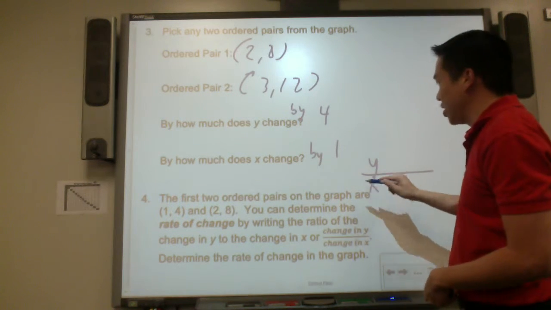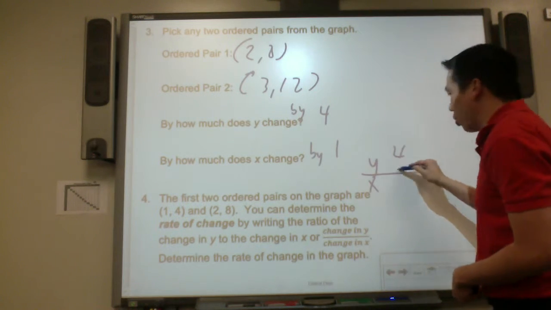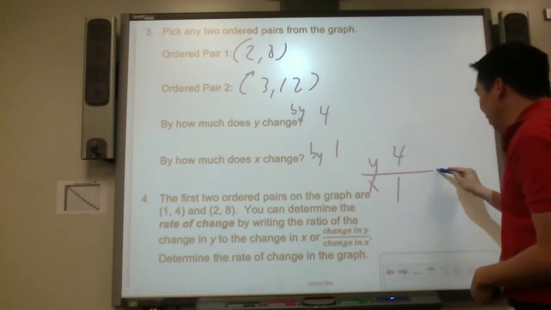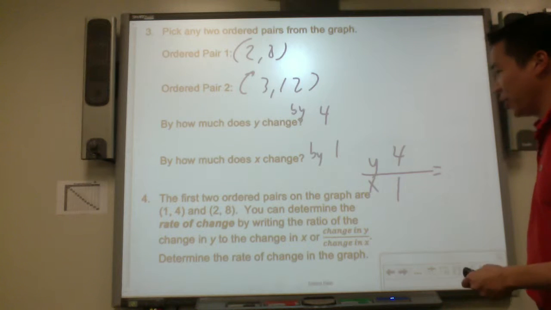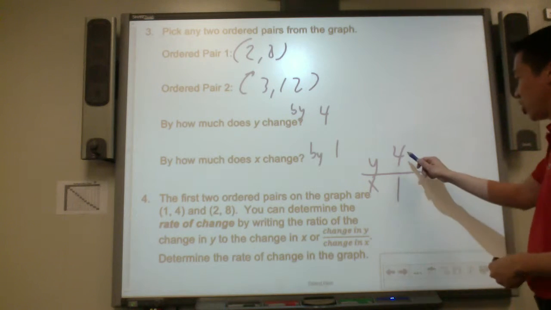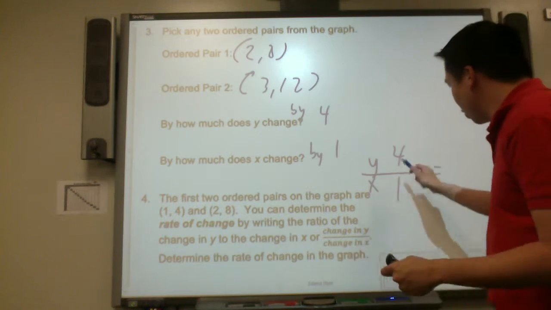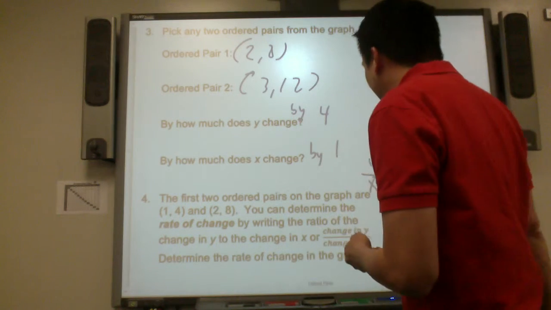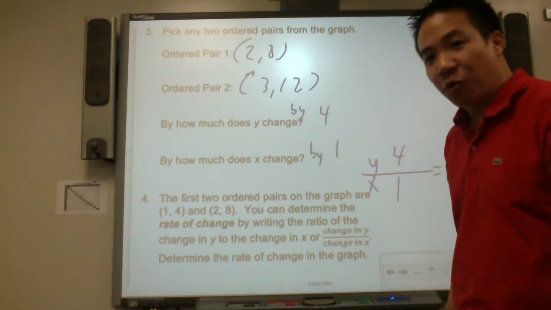So change of Y over change of X. Y changed by 4. How much did the X change by? It changed by 1. So determine the rate of change in the graph. It changes $4 per hour. So the rate of change is that every hour it goes up $4.